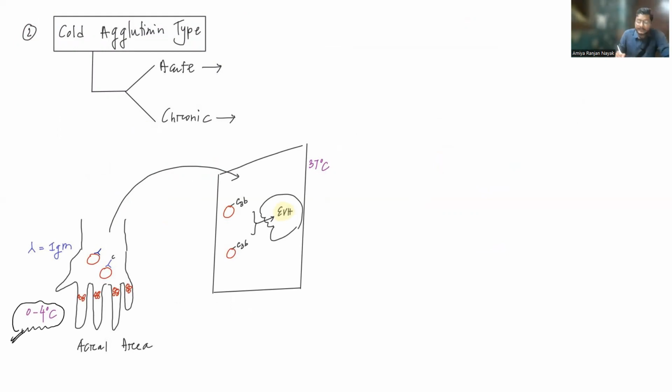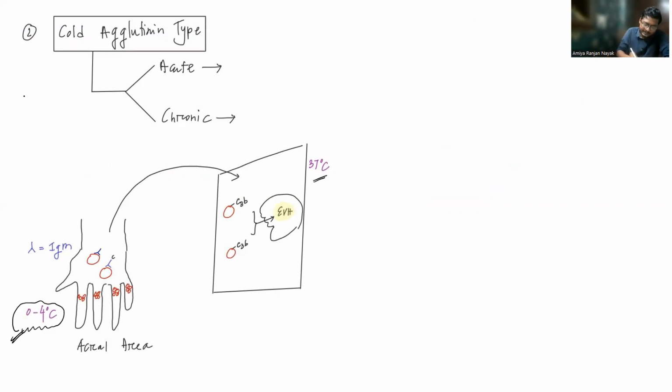0 to 4 degrees centigrade. That means in this condition, these pathogenic antibodies will not bind to the RBCs at core body temperature. Core body temperature is 37 degrees centigrade, and at 37 degrees centigrade they will not bind to the RBCs. They will bind to RBCs only in the temperature range of 0 to 4 degrees centigrade.